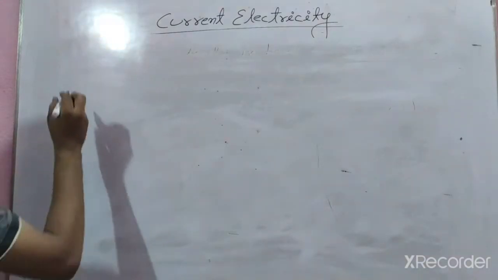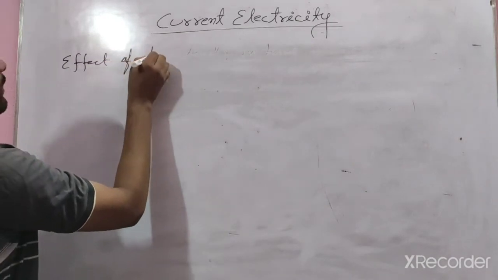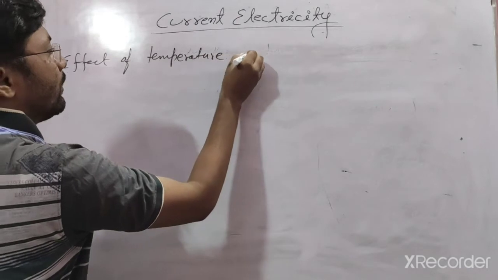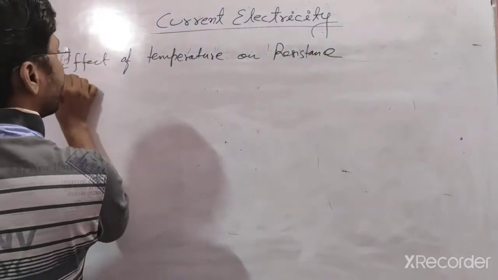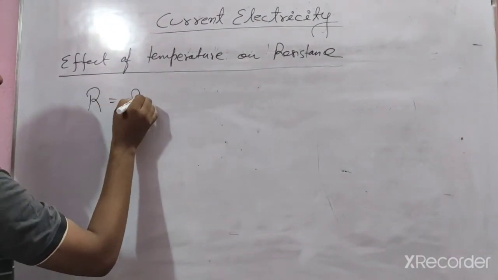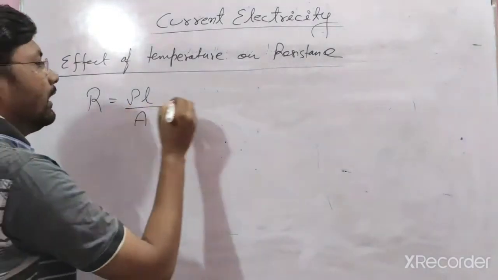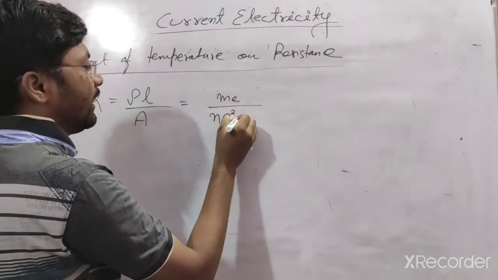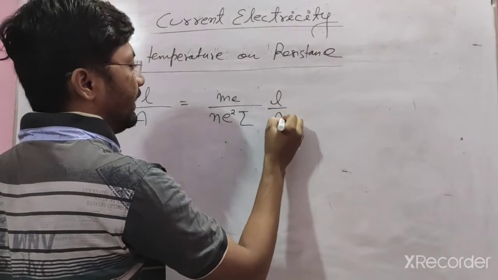Now students, we are going to study the effect of temperature on resistance. You know that resistance equals resistivity times length divided by area of cross section, and resistivity is mass of electron m, n e square, relaxation time tau, times length by area.